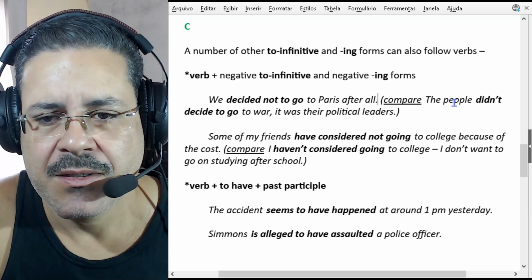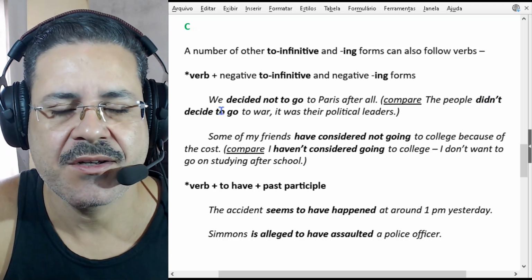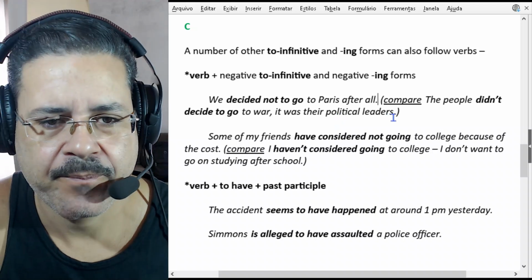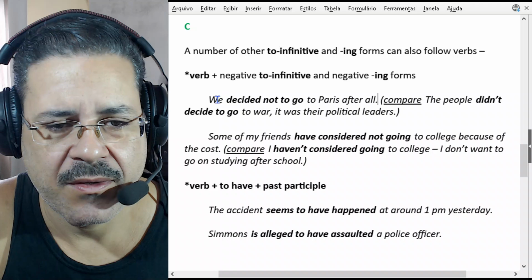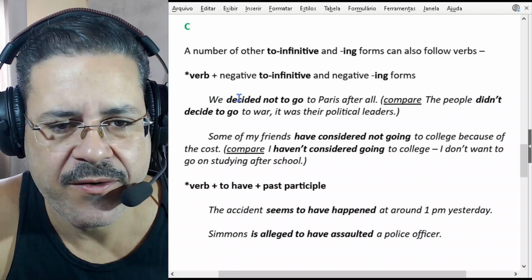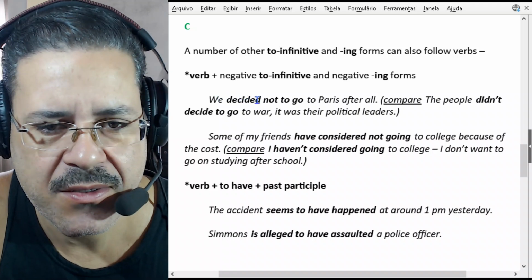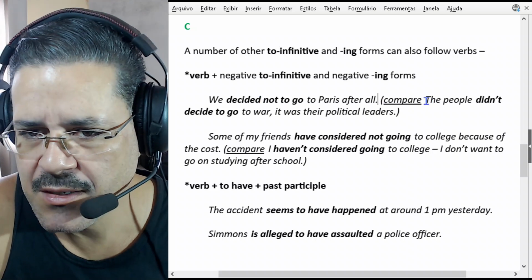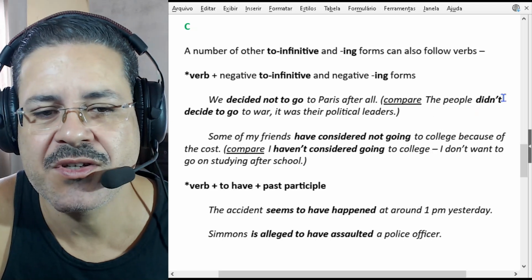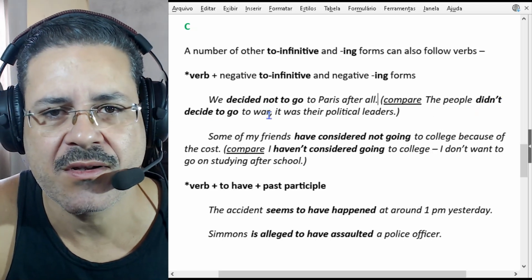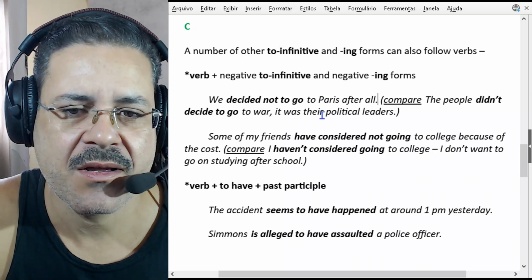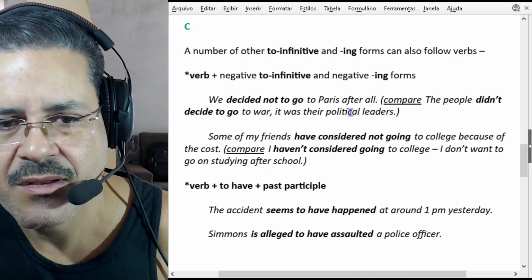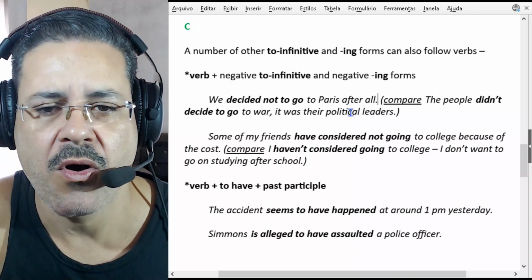Compare. The people didn't decide to go to war. It was the political leaders. In that case, the pronoun says that we've taken the decision not to go to Paris after all. And the second example, comparing, the people didn't decide to go to war. It wasn't their decision. It was their political leaders. The political leaders decided that people should go to war.